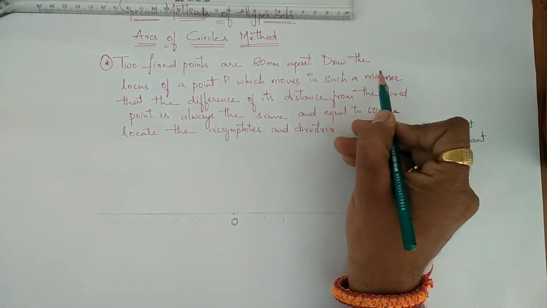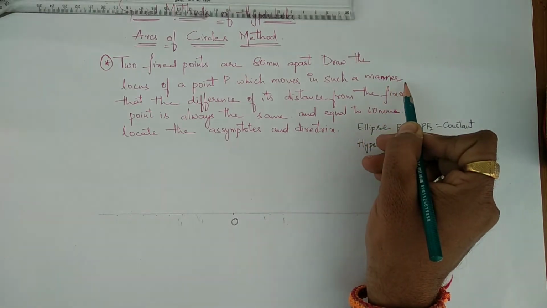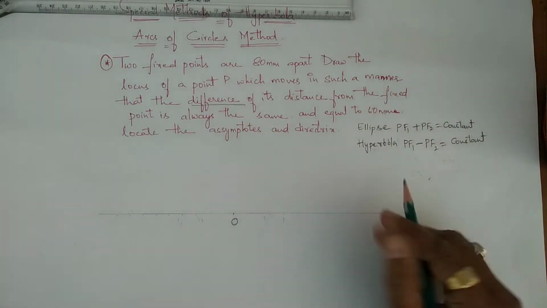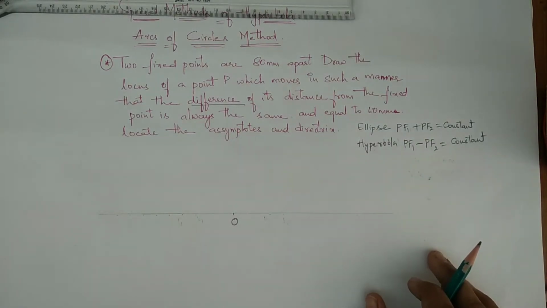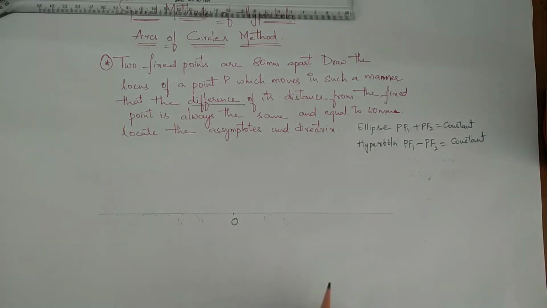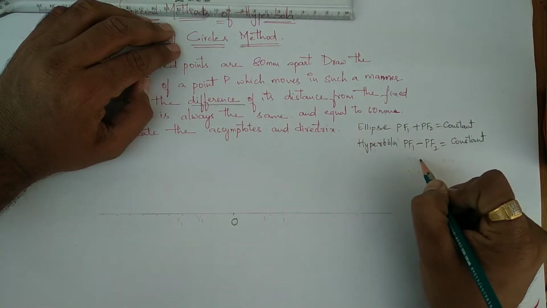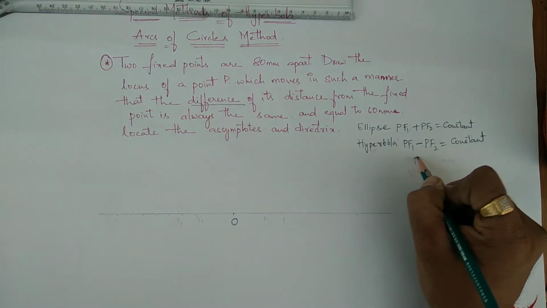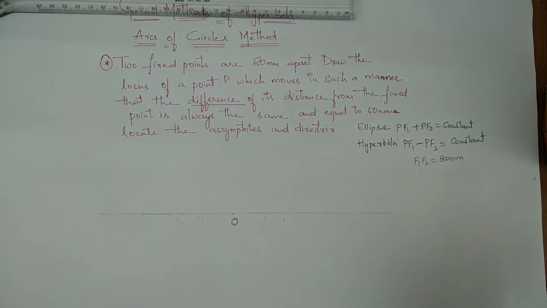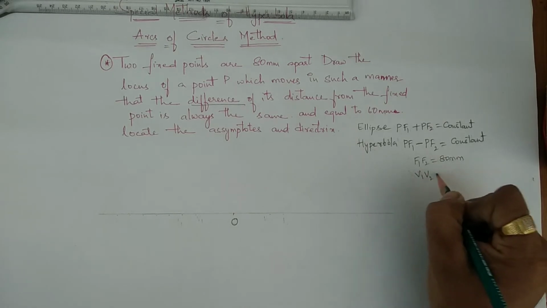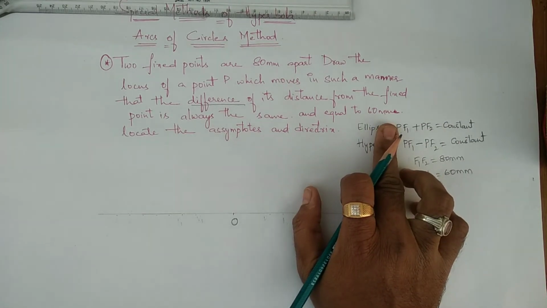When you go through the question, draw the locus of the point P that moves such that the difference is constant. In the same manner, you need to construct the hyperbola using this arcs of circle method. First I have drawn one horizontal line, and now I am going to locate the focus points as well as the vertex points. The focus points F1F2 equal 80 mm and the vertex points V1V2 equal 60 mm, as already mentioned in the question.